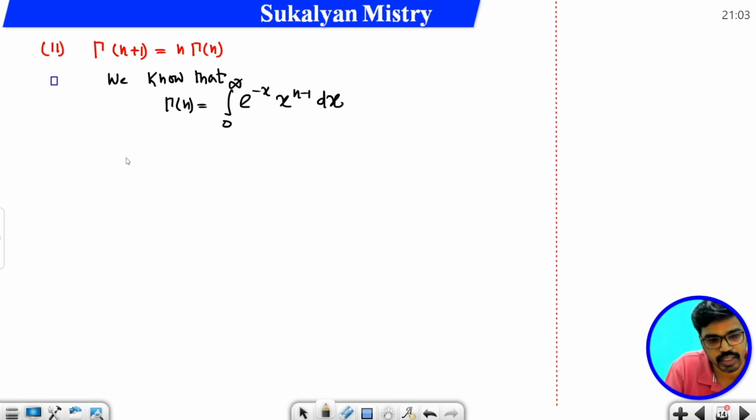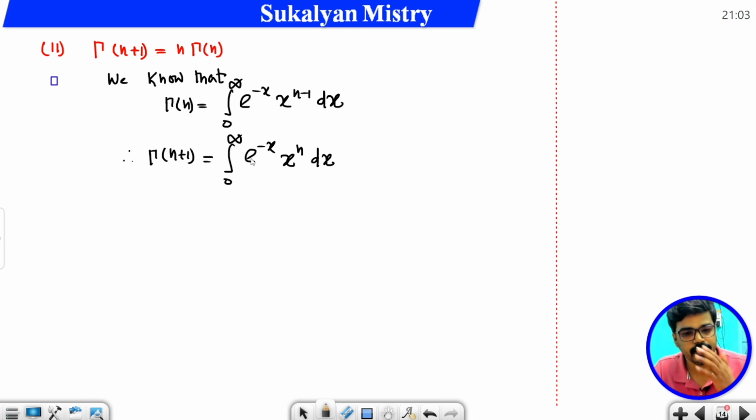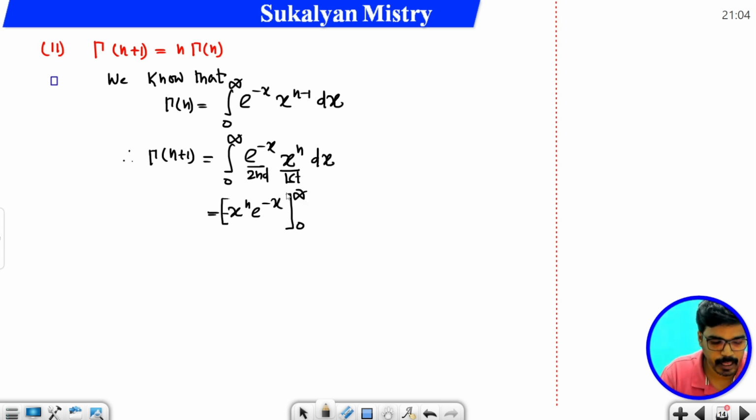So just replace n by n plus 1. Therefore gamma n plus 1 equals the integration from 0 to infinity of e to the power minus x times x to the power n, replacing n by n plus 1, so simply n, x to the power n dx. Now consider this as the first function and this as the second function. First function times the integration of second, minus the integration of the derivative of first times the integration of second. The integration of e to the power minus x gives minus e to the power minus x, from 0 to infinity.